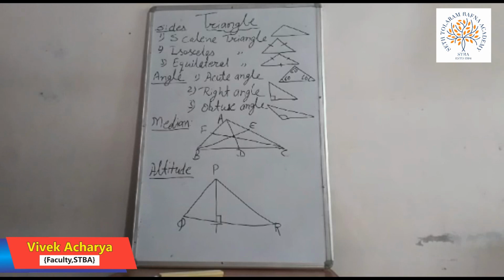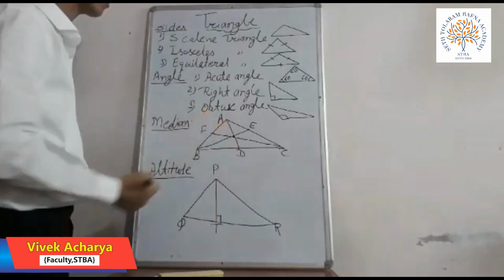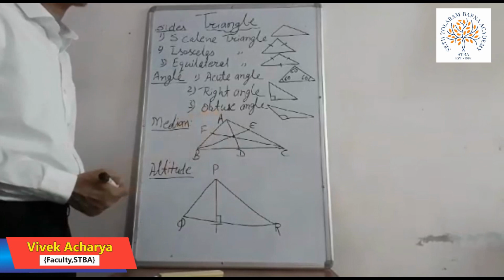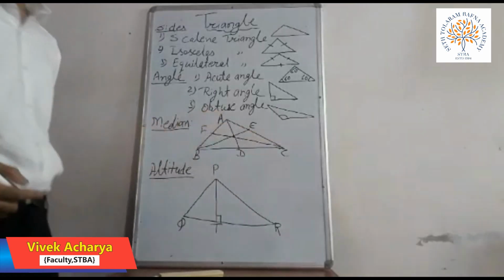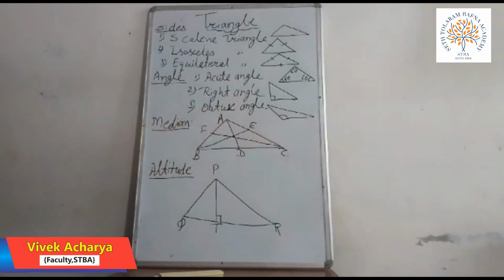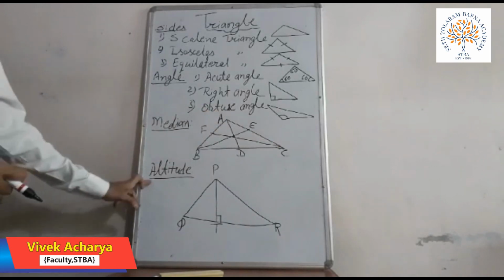So children, remember it, there are three medians of a triangle. First is AD, second is BE, and third is CF. So there are three medians in this one, students. Now look the altitude.